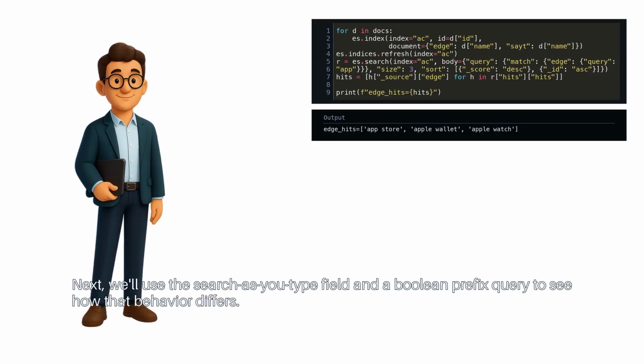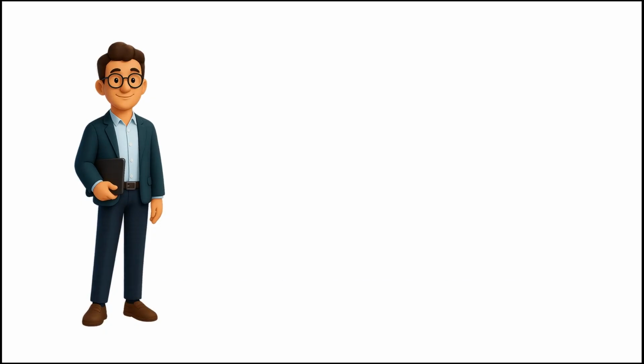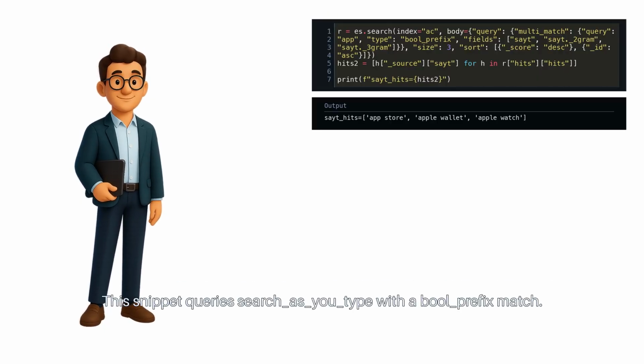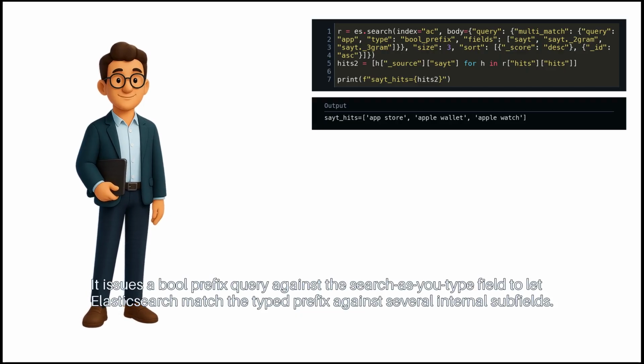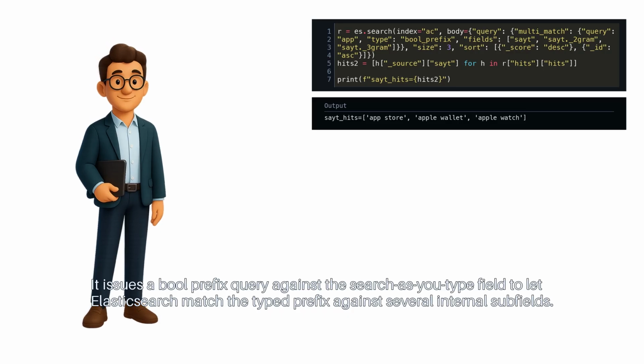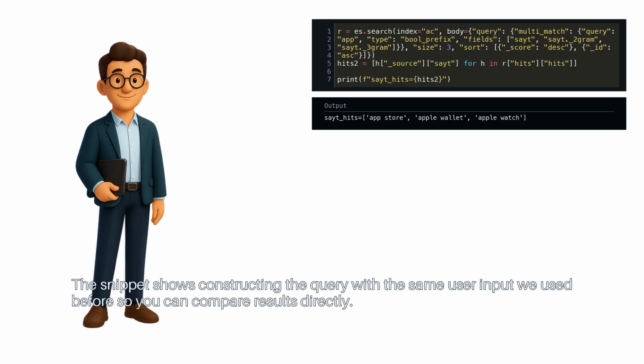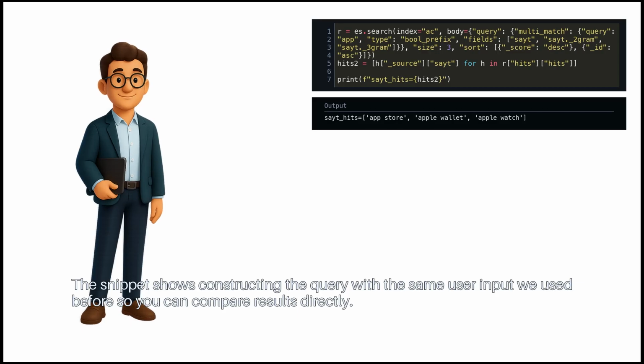Next, we'll use the Search As You Type field and a Boolean prefix query to see how that behavior differs. This snippet queries Search As You Type with a bool prefix match. It issues a bool prefix query against the Search As You Type field to let Elasticsearch match the typed prefix against several internal subfields. The snippet shows constructing the query with the same user input we used before, so you can compare results directly.